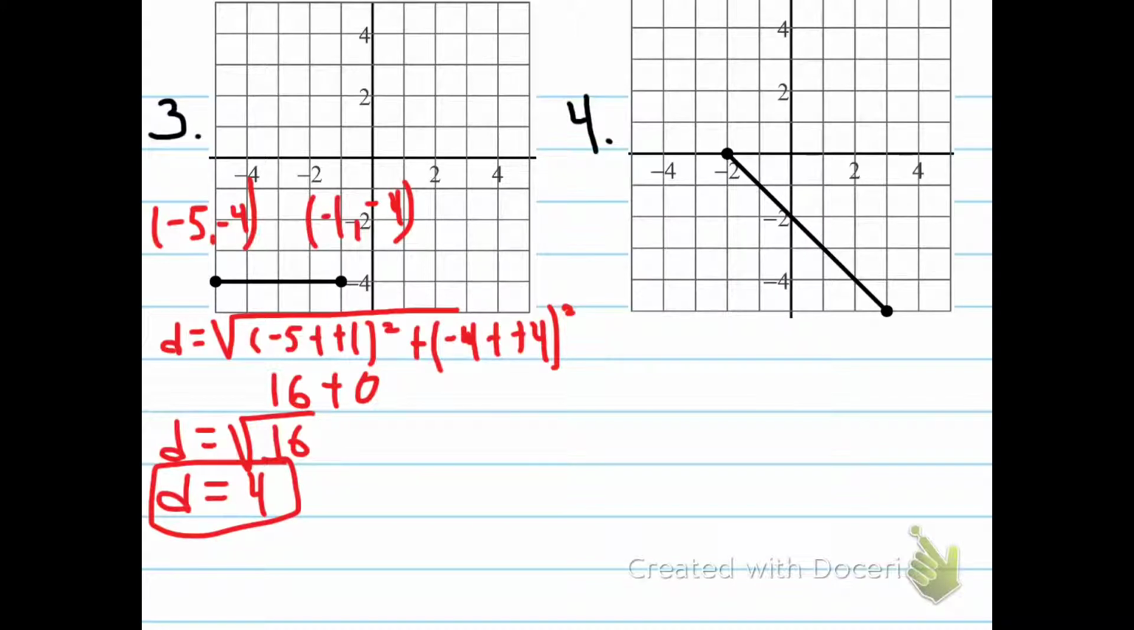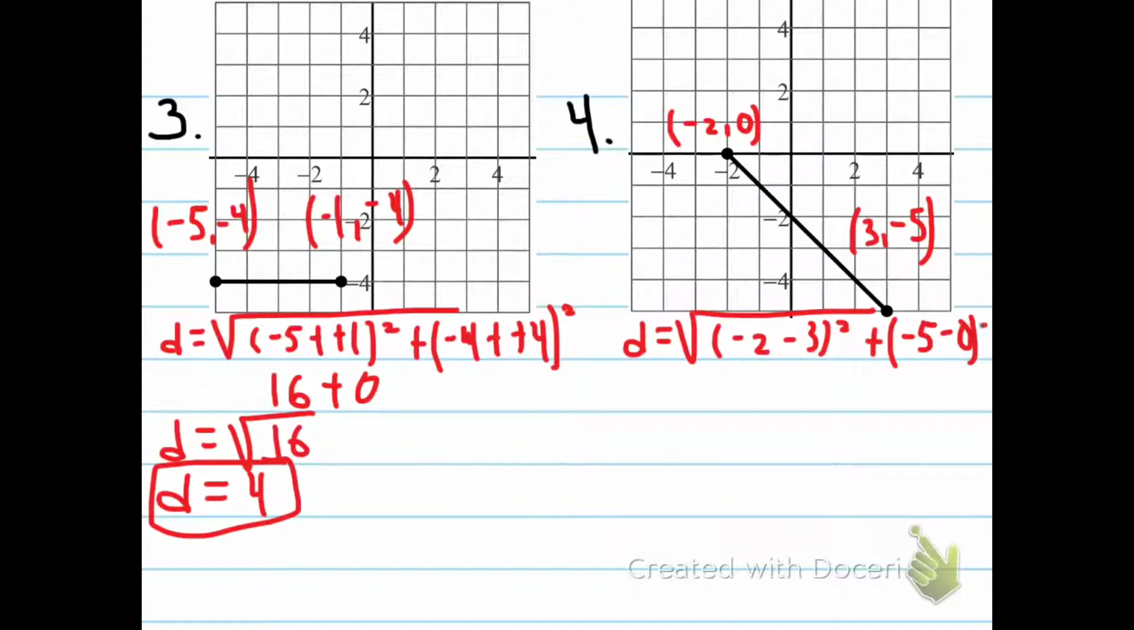So then the next problem, we're going to label the points again. So this point over here is at negative 2, 0. And then this other point is at 3, negative 5. So now we have to just plug it in like normal. So d equals the square root of negative 2 minus 3 squared plus negative 5 minus 0 squared.